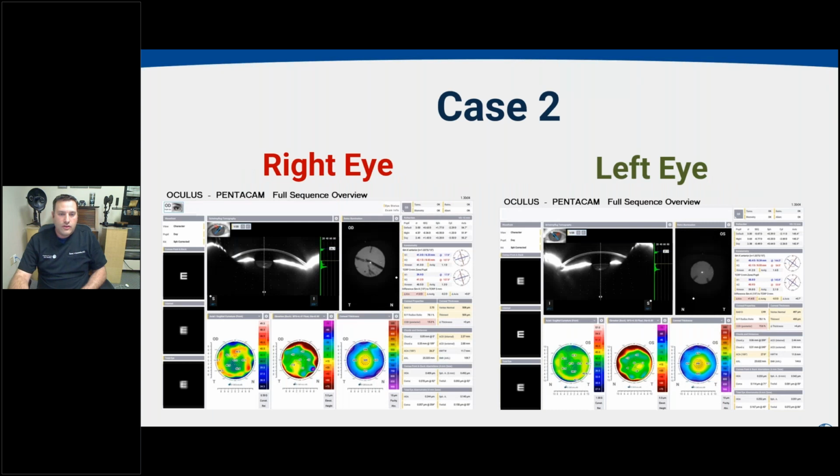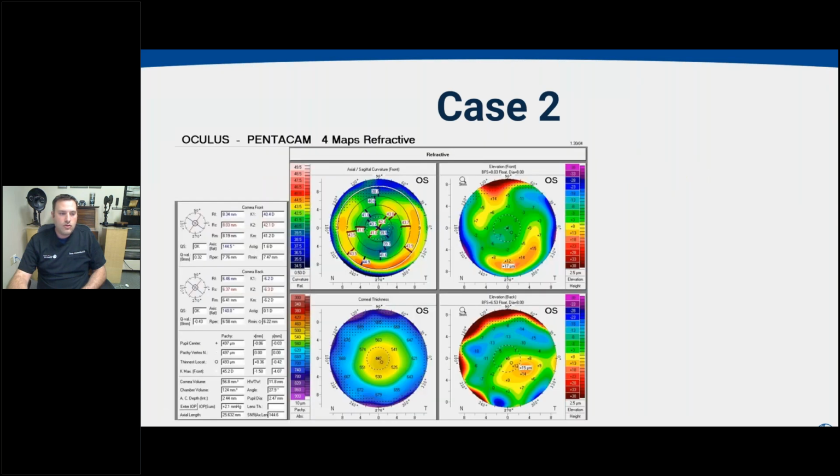Again, we look at the full sequence overviews of both eyes. You can see the cortical cataracts more in the right eye than the left, and some nuclear sclerosis, more in the right than the left, all contributing to more internal aberration in the right eye than the left. And as we talk about doing cataract surgery for this patient, what I want to focus on is the left eye, because now we have a post-LASIK patient with some level of astigmatism, and we really want to figure out whether they are a good candidate for a toric lens.